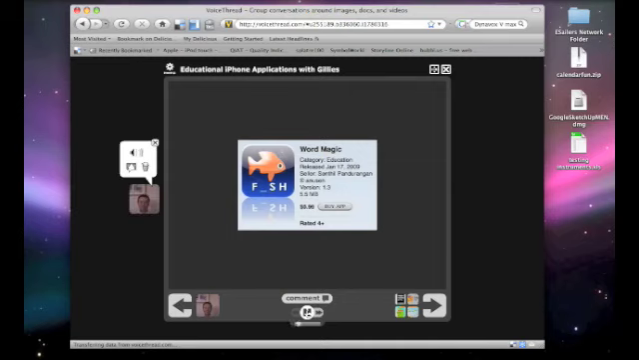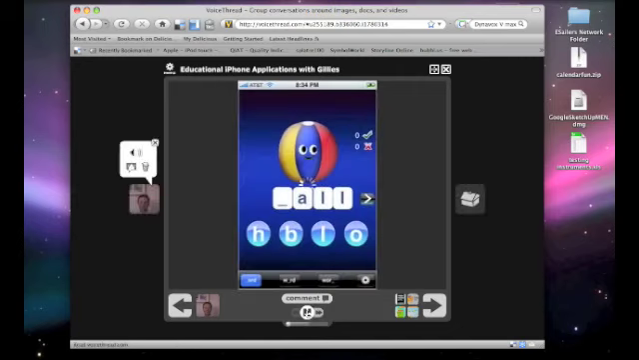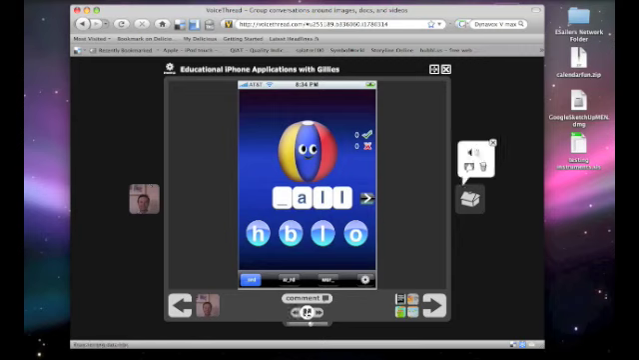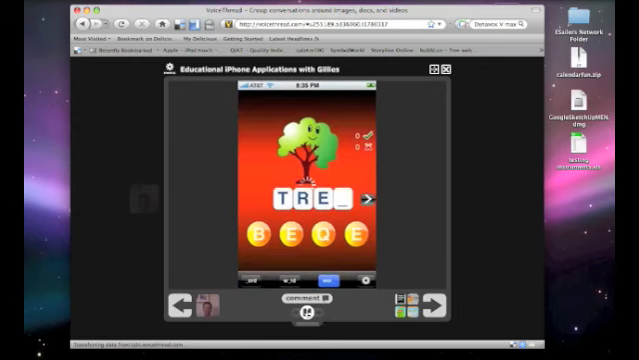The second application we did is called Word Magic. It has activities for spelling skills. Gillis spelled 4-letter words by correctly selecting the first letter of the word. I'm having lots of fun. He also spelled 4-letter words by correctly selecting the last letter of the word.